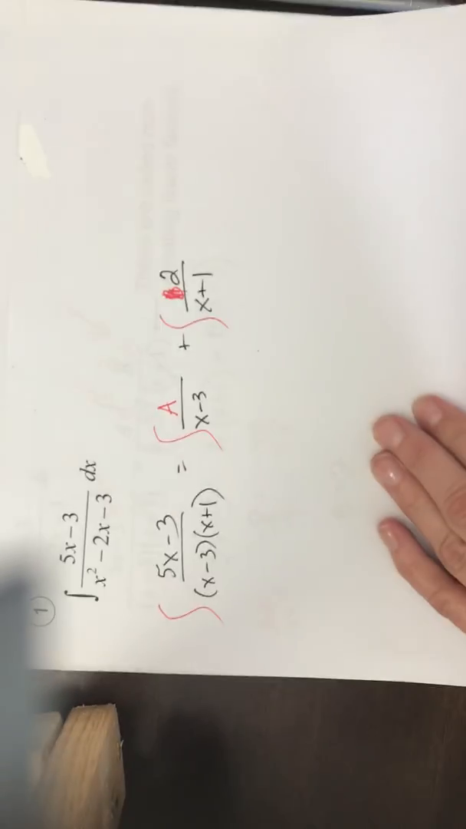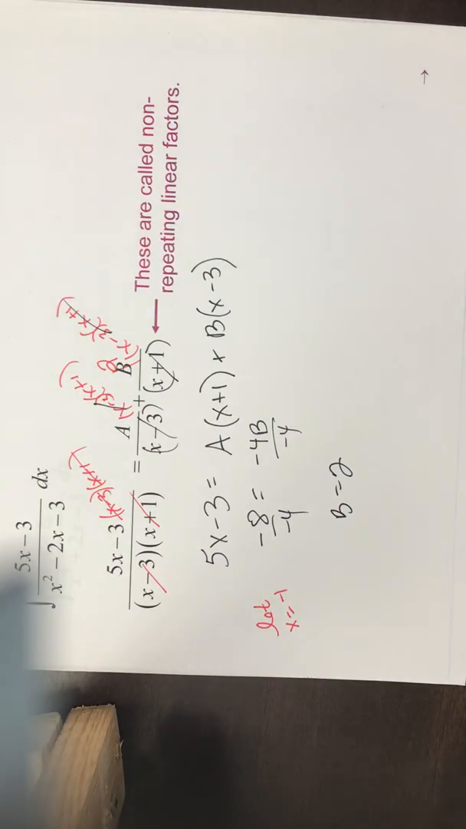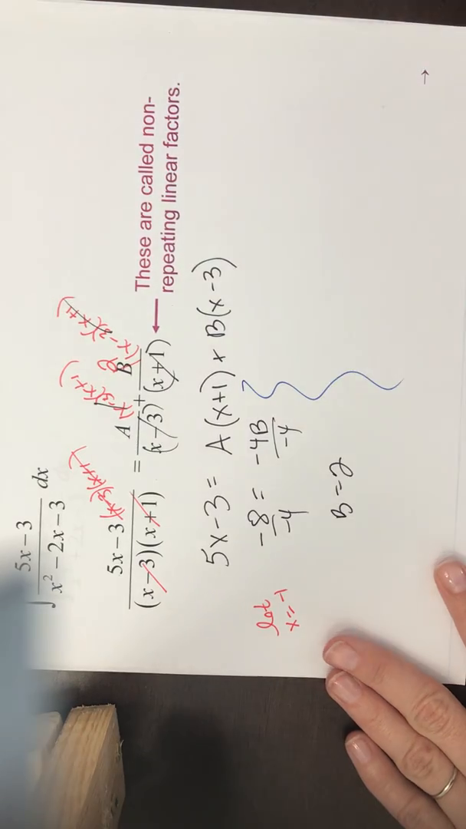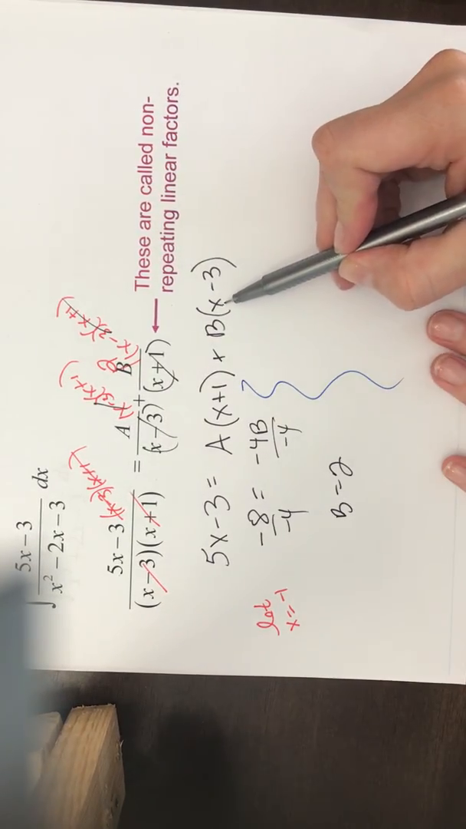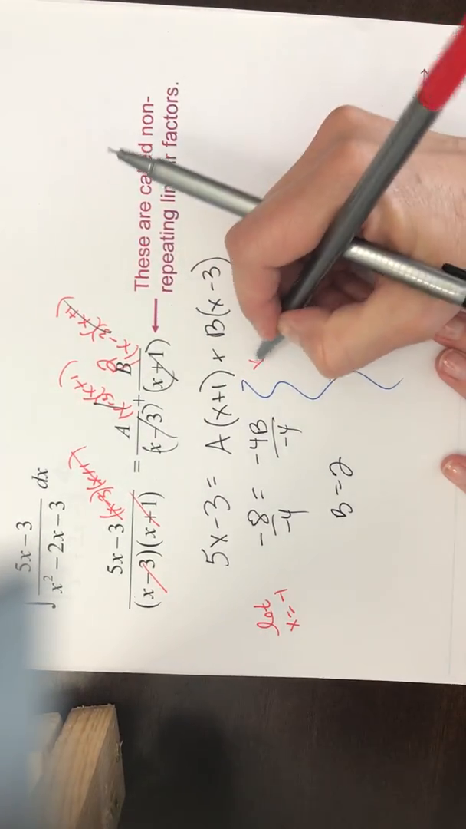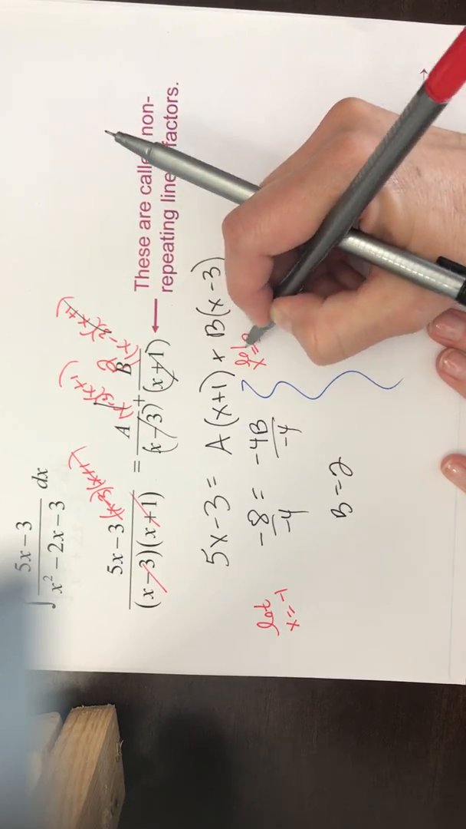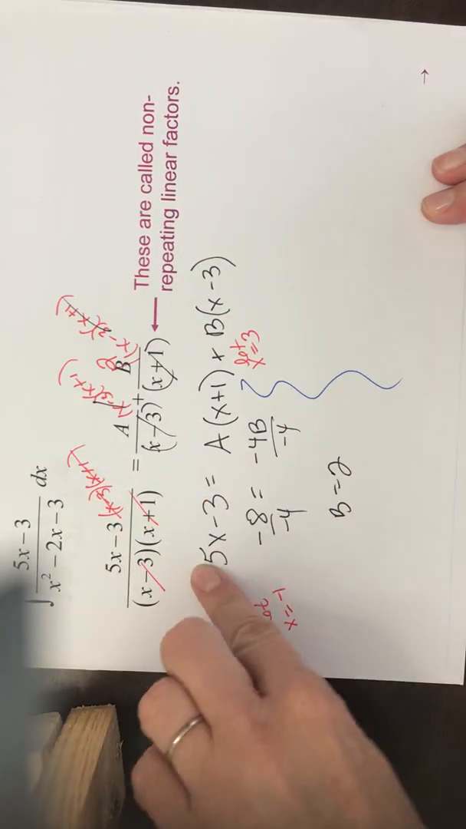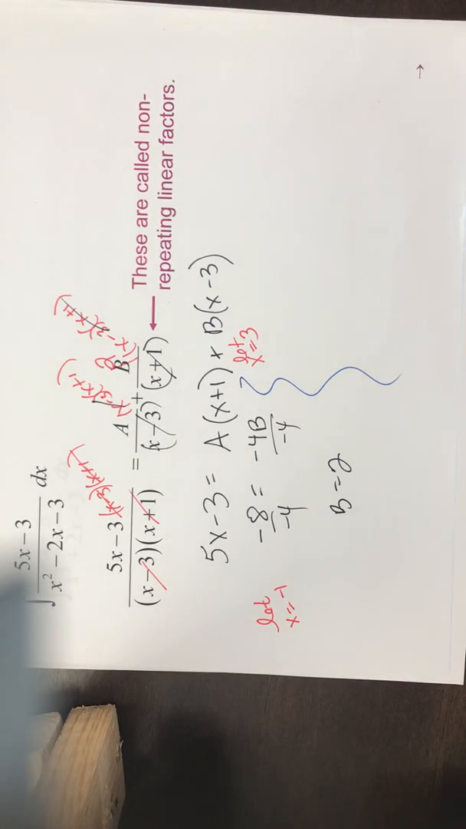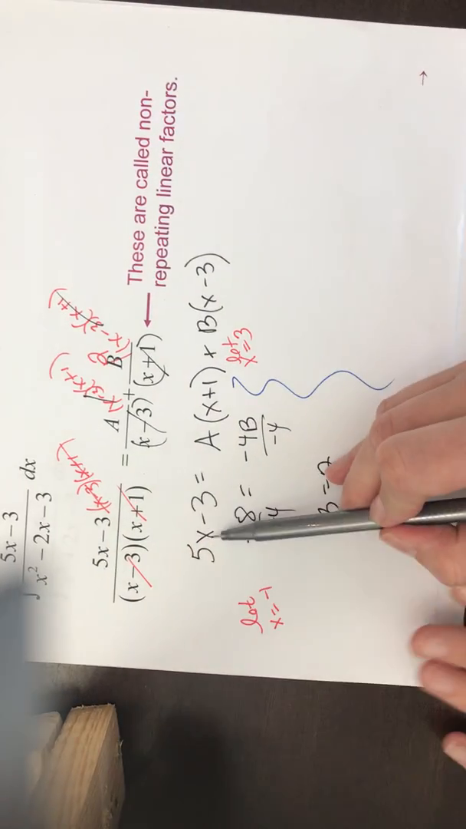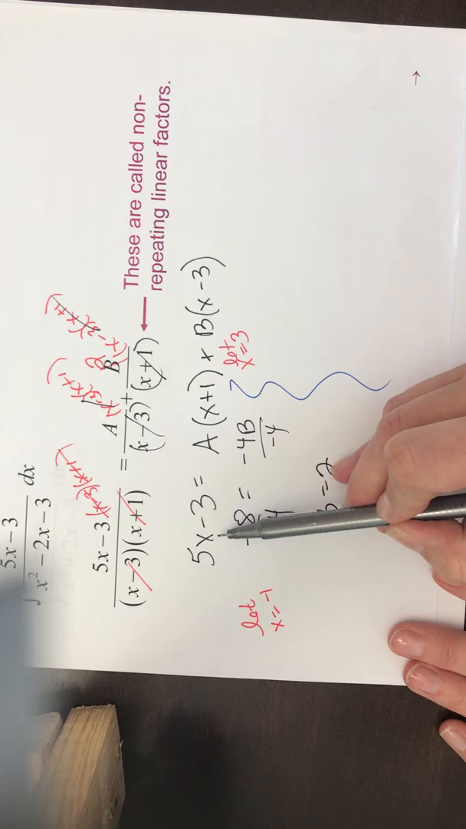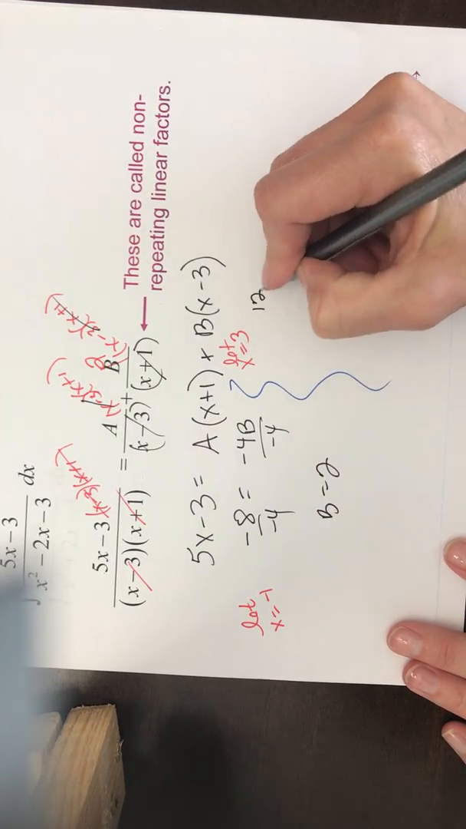Now I've got to figure out what a is. So we basically do the exact same thing. Okay, this time let x equal 3. x equals 3. And you have to let all of the x's in the entire equation equal 3. Okay, so if x is 3, then 5 times 3 would be 15. Minus 3 would be 12.